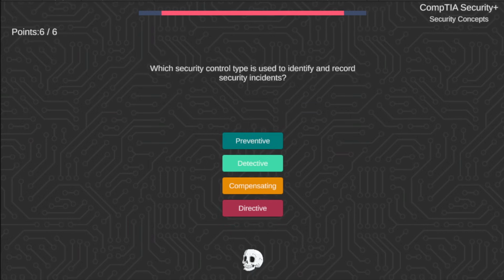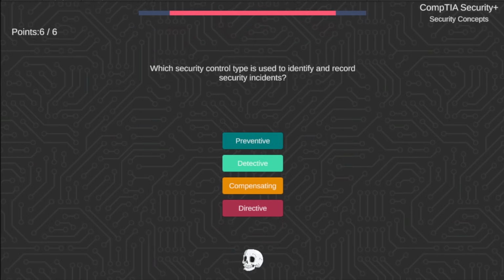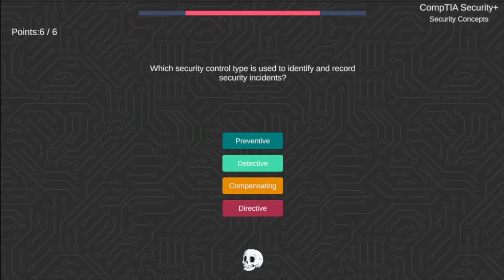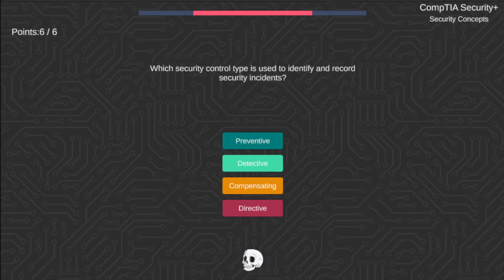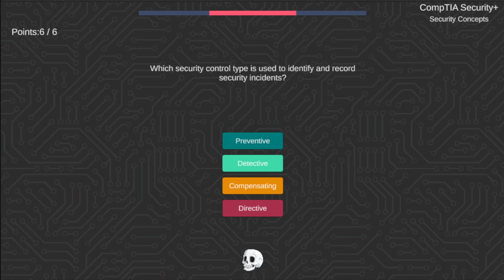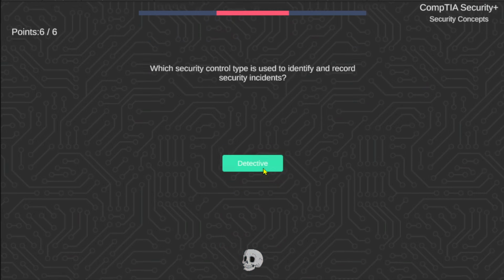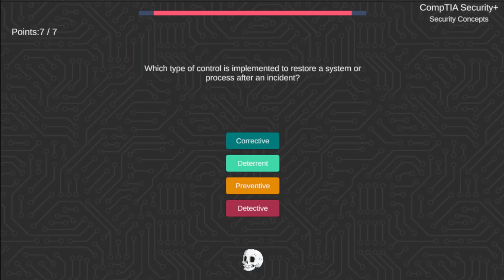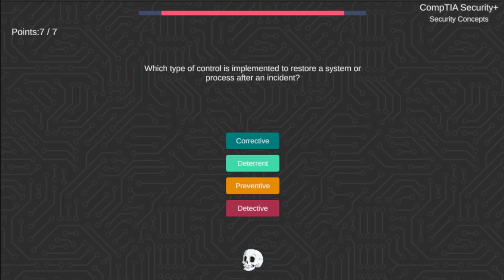Don't worry. Which security control type is used to identify and record security incidents? Preventative, detective, compensating, or directive? Correct answer is detective. Which type of control is implemented to restore a system or process after an incident?